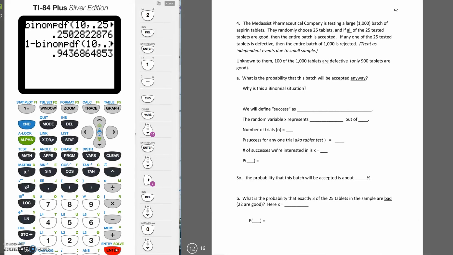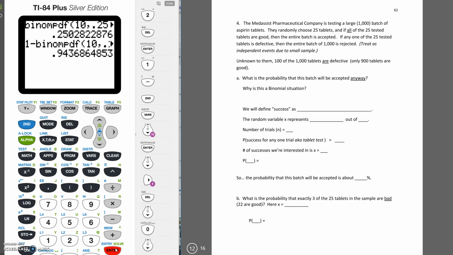Okay, we're going to look at one more situation. So this says the Medis pharmaceutical company is testing a large 1,000 batch of aspirin tablets. They randomly choose 25 tablets. If all of the 25 tablets are good, the entire batch is accepted. If any one of the 25 tested is defective, then the entire batch of 1,000 is rejected. So we're going to treat it as independent. So unknown to them, 100 of the 1,000 tablets are defective.